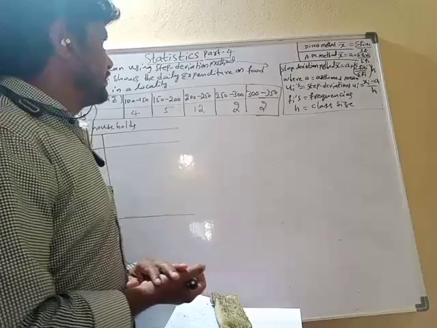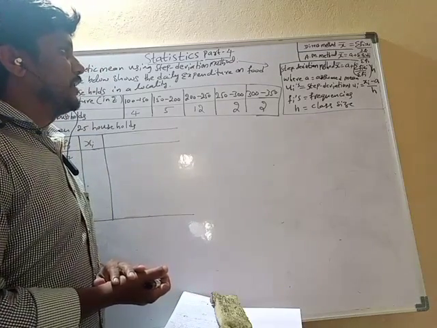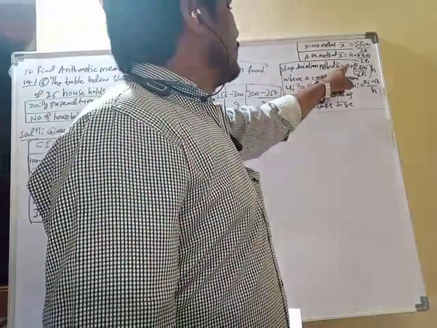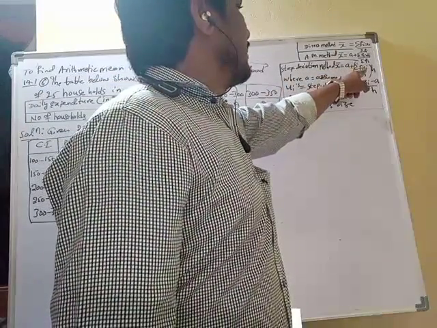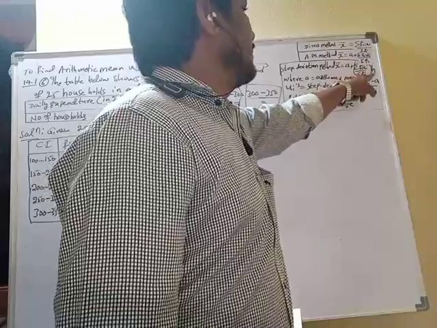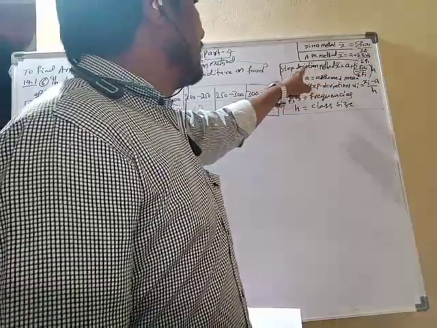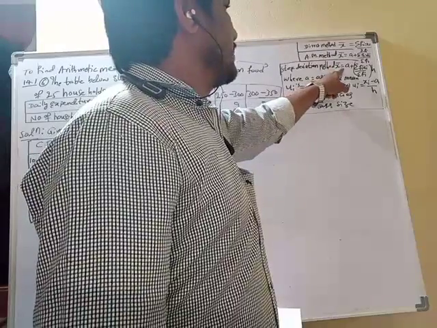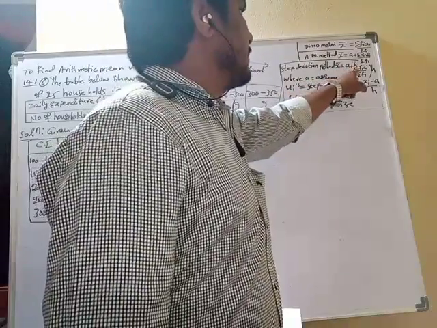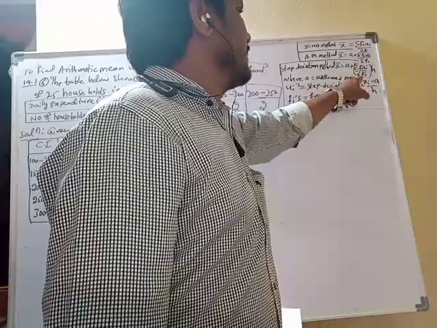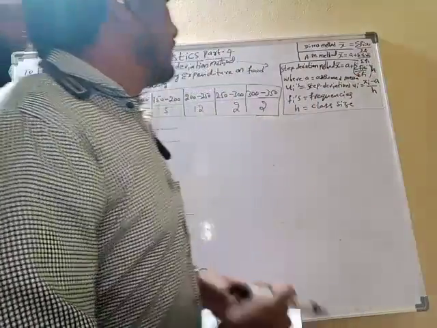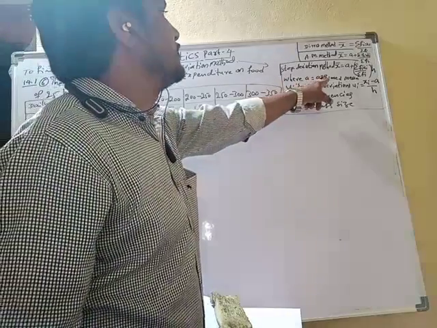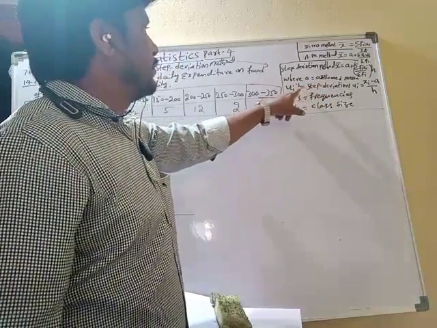And the last method is the step deviation method to find arithmetic mean. The formula is x bar is equal to a plus summation fi into ui by summation fi, into h. I am repeating once again. The step deviation method to find arithmetic mean is x bar is equal to a plus summation fi into ui by summation fi, into h. Here a, we already know, is nothing but the assumed mean.